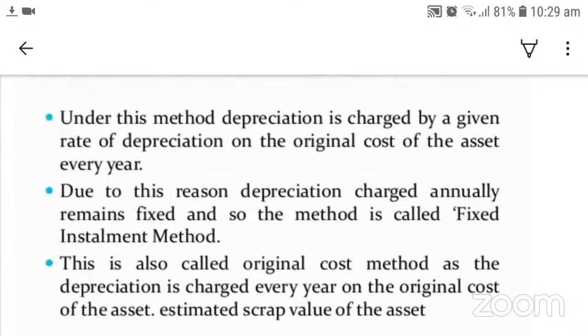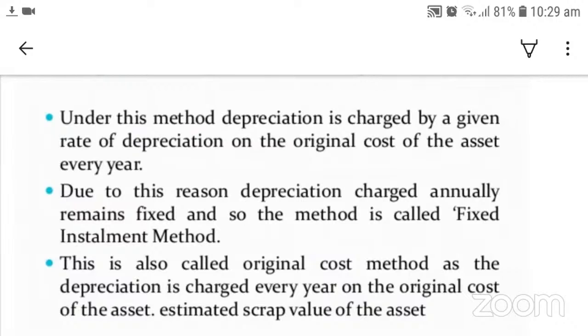Due to this reason, depreciation charged annually remains fixed, and so that method is called fixed installment method. We will fix providing of depreciation at one rate only. We will not change the rate also. Depreciation every year we will charge under the fixed installment method only. Every year it won't be changed. For that we call it the fixed installment method.